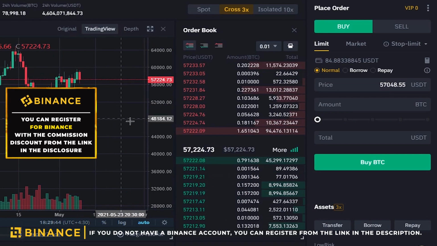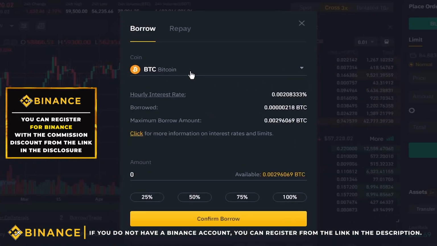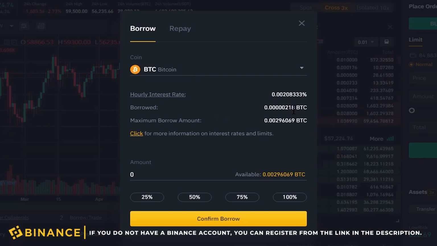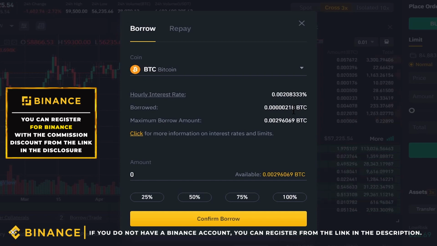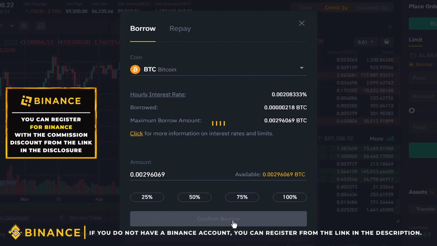So we click on borrow. The BTC is already selected, actually the coin that we want to borrow and sell it. Here it just shows a very small amount of BTC from previous trade that couldn't be part of the repaying transaction, and here how much BTC we can borrow. We click on 100% to borrow the maximum available amount. Confirm borrow.